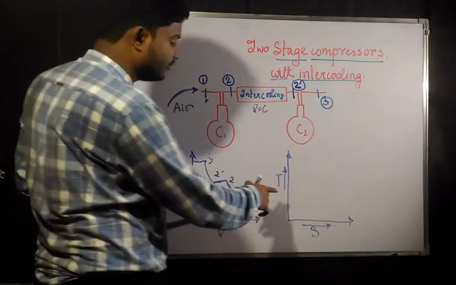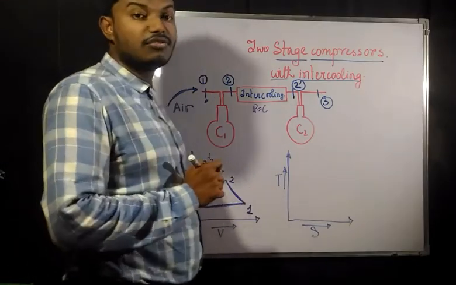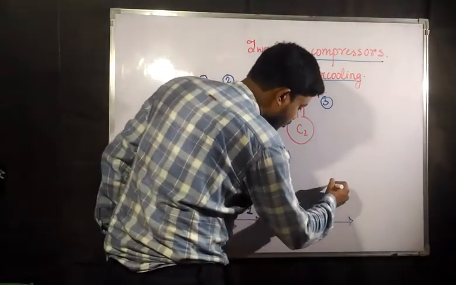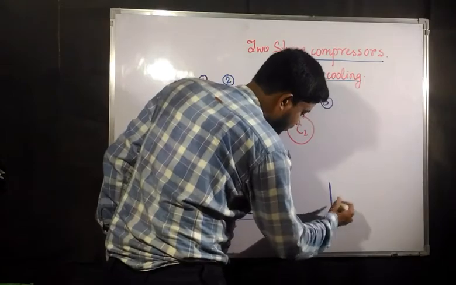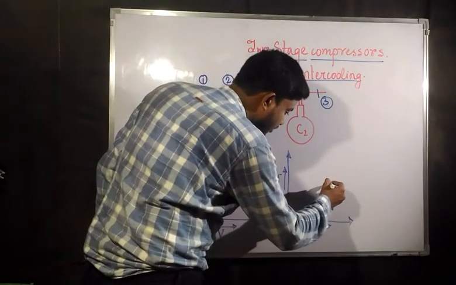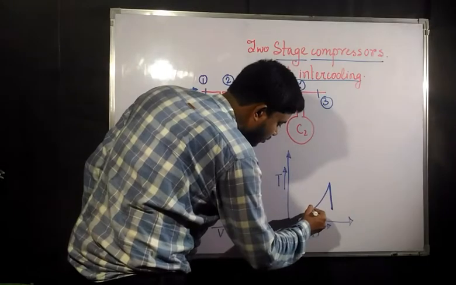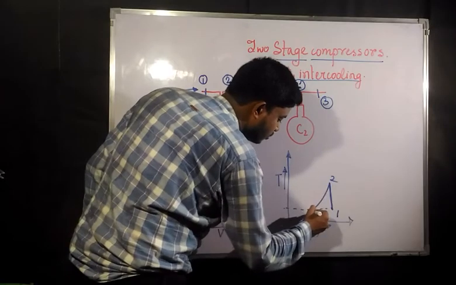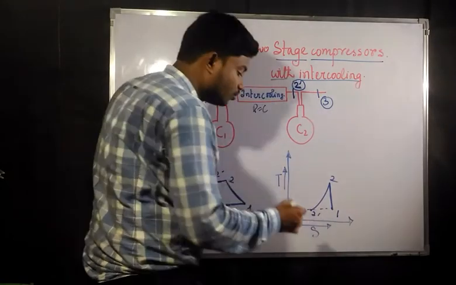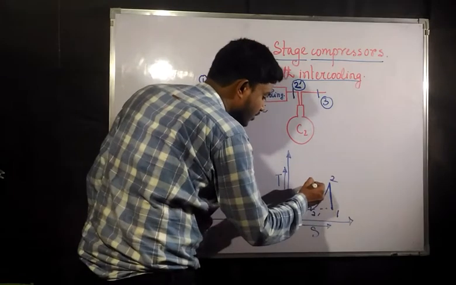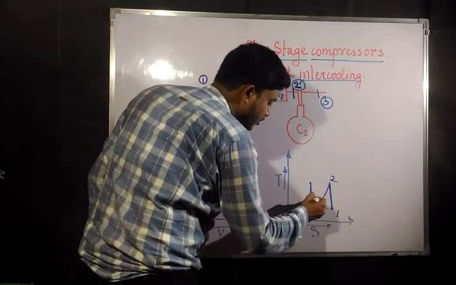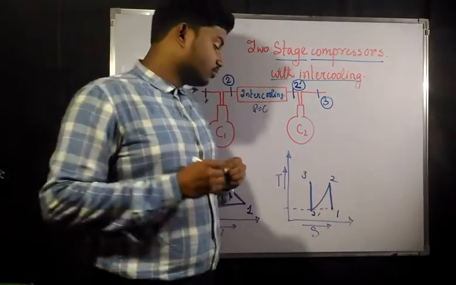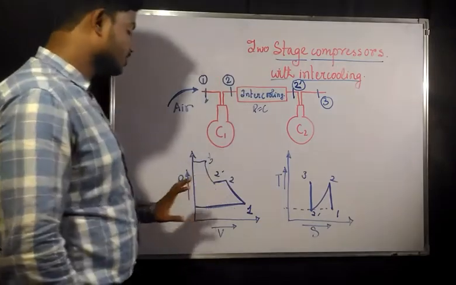Similarly, if you write the TS diagram, first the compression is going to happen, and the temperature is going to get increased. After that, at constant pressure you are going to come to the same temperature as the previous one. So this is 1, this is 2, this is your 2 dash. After that you are again going to compress it isentropically and it is going to reach point 3. So this would be the TS diagram, and this is the PV diagram.